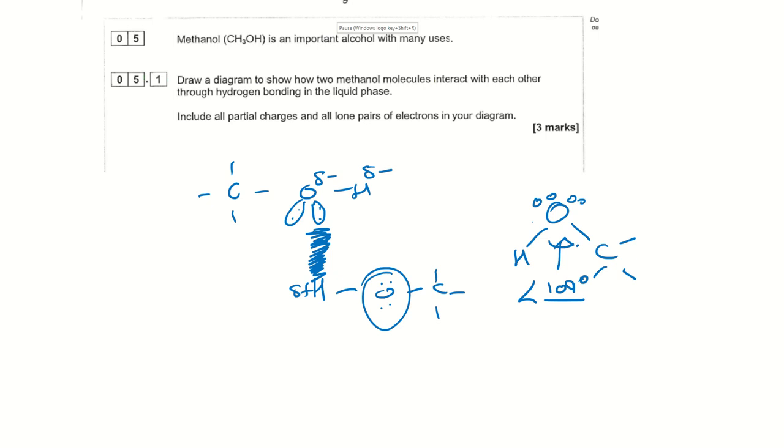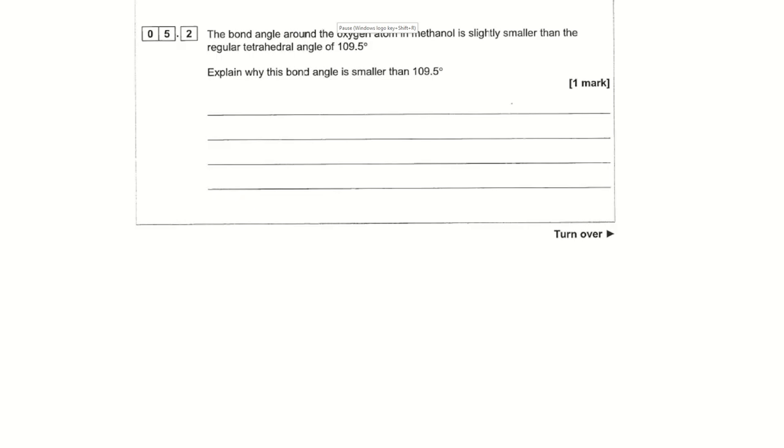Okay? And you talk about repulsions between lone pairs being stronger than repulsions between bonded pairs. So I think some of us talked about the atoms being squished or squashed into a smaller space. That's really bad use of language for a chemistry paper, guys. You simply will not get away with that.